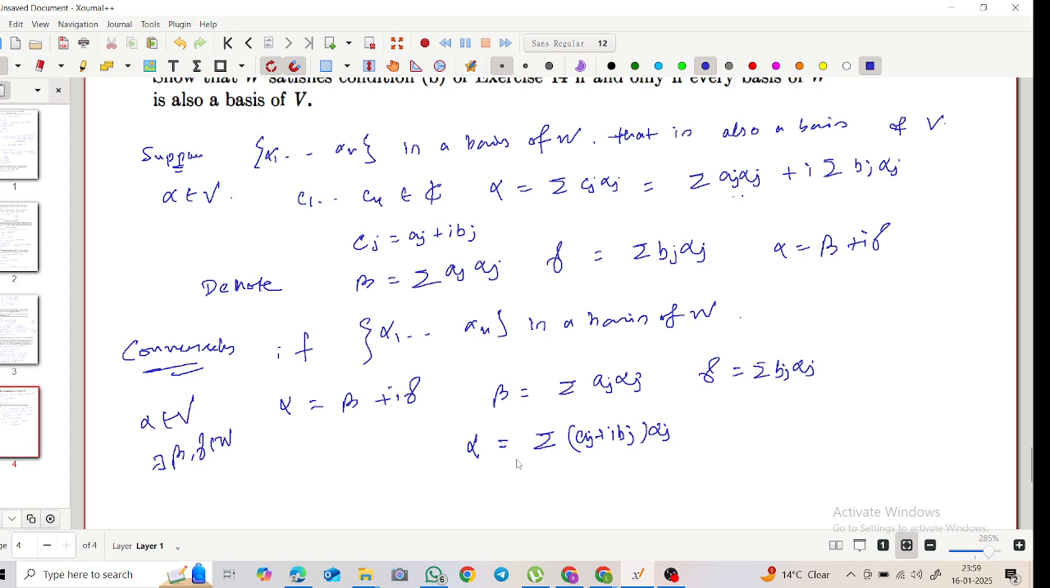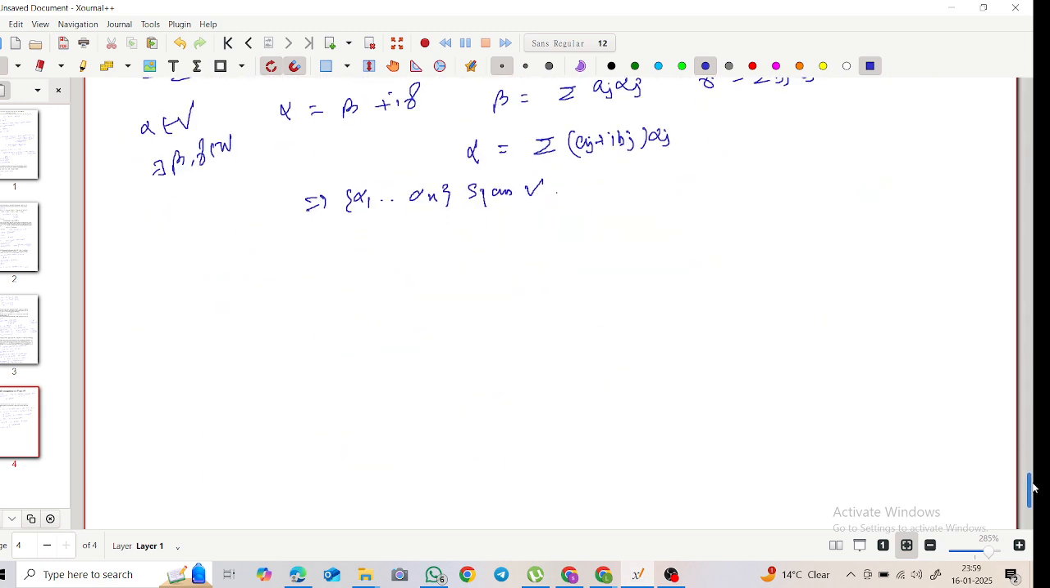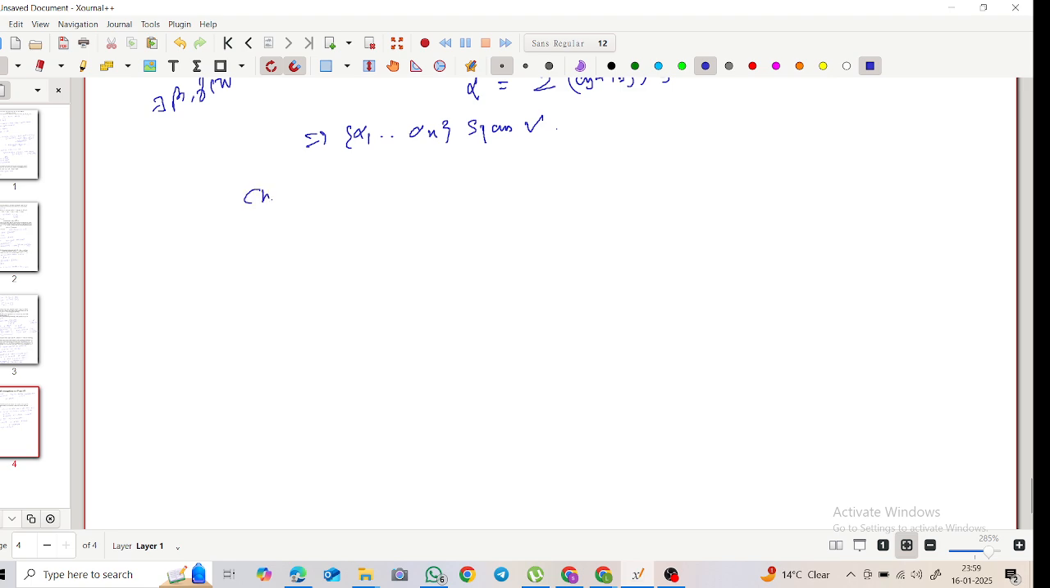So this means alpha 1 to alpha n spans V. Check the linear independence. It is not very difficult. Check it. If you can't do it, let me know. Just take a linear combination, then just break it into real and imaginary part. That's the key. Okay.